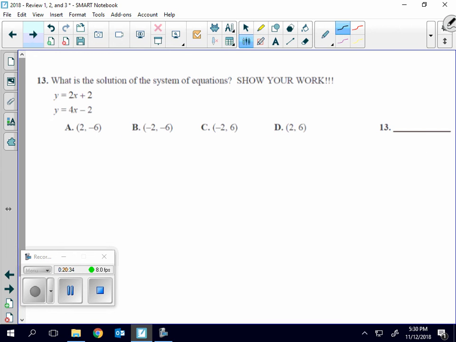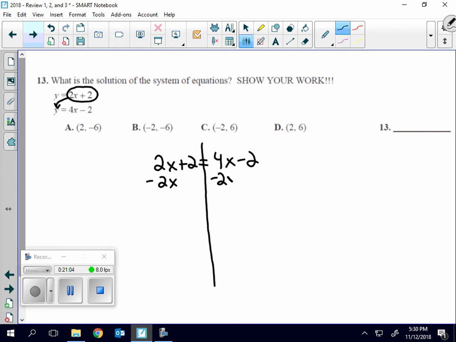Last one, same thing as the other one. Y equals this. I'm going to plug it in for this y down here. Basically setting the two equal to each other. I have 2x plus 2 will equal 4x minus 2. Okay, we're going to solve for x. We have variables on both sides. I'm going to undo this smaller one. Okay, when I do it to one side, I have to also do it to the other side.